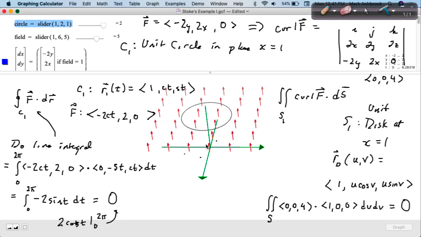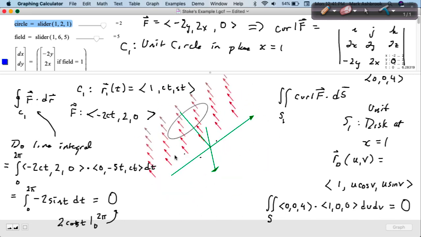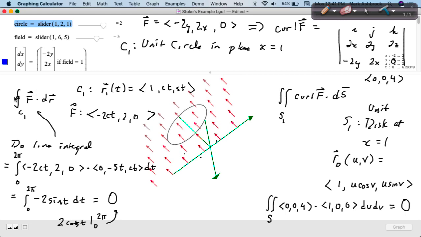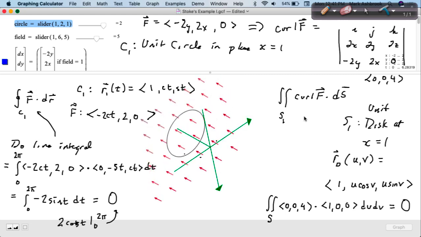So using Stokes' theorem means find the other thing, right? Using Stokes' theorem to find the flux of the curl means find the circulation. Using Stokes' theorem to find the circulation means do the flux of the curl. That's what it means to use Stokes' theorem.